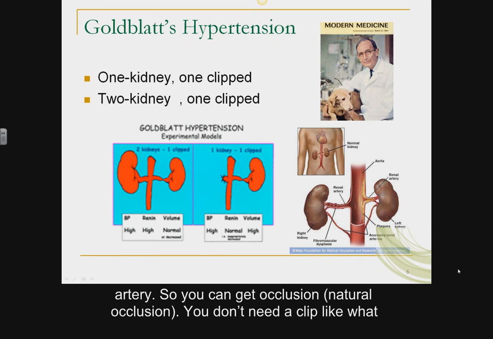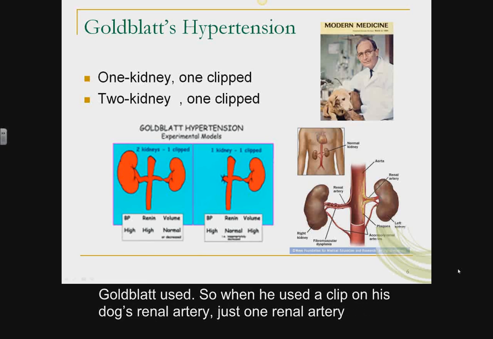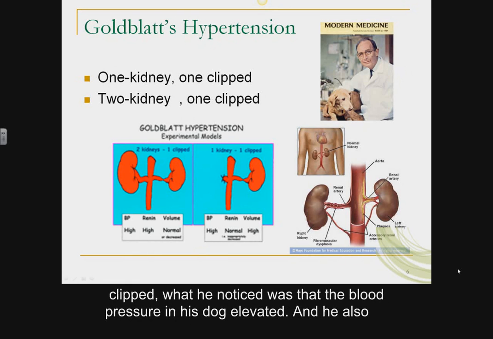You don't need a clip like what Goldblatt used. But he used a clip on his dog's renal artery, just 1 renal artery clipped, and what he noticed was that the blood pressure in his dog went up. And he also noticed that the renin levels went up.